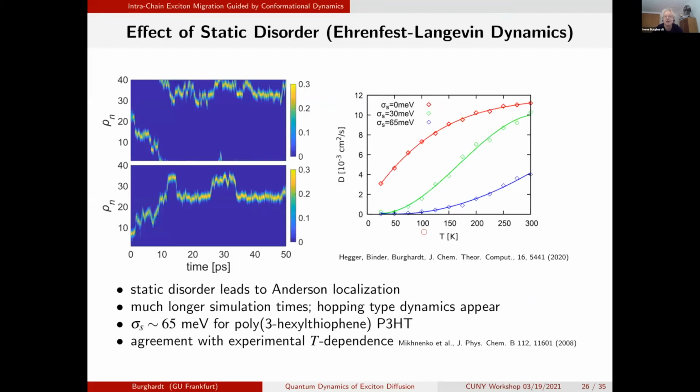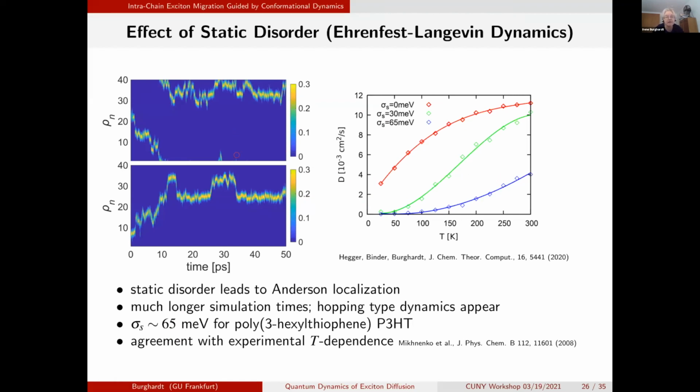So the idea was to go to longer time scales and try to look at the effect of static disorder that we didn't have in the multi-layer MCTDH. And so here are results for different values of the static disorder coefficients, up to 65 milli-eV, which is representative of P3HT. And you can see that the diffusion coefficient goes down as expected. And in the end, as a function of temperature, we get a profile that is not too different from experiments. So all this makes sense.